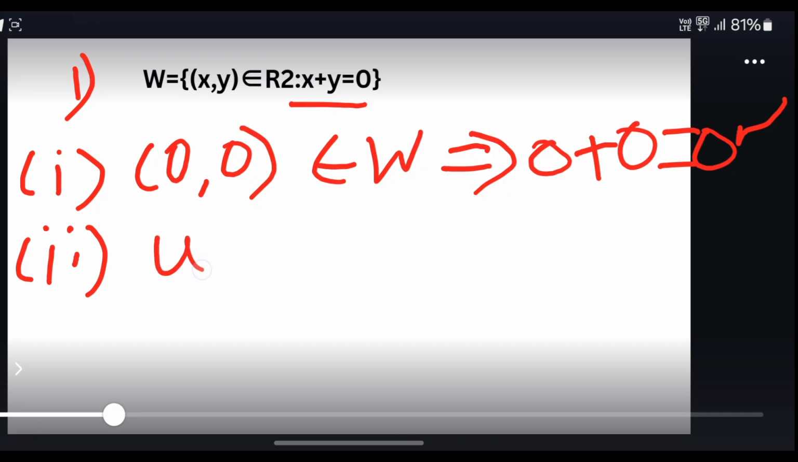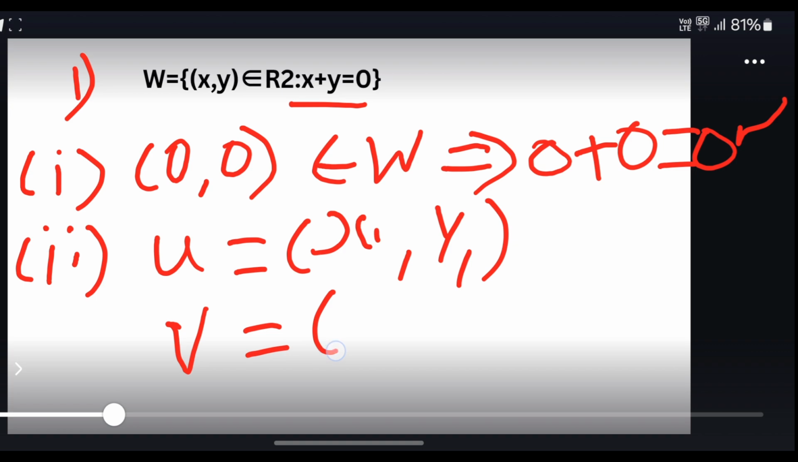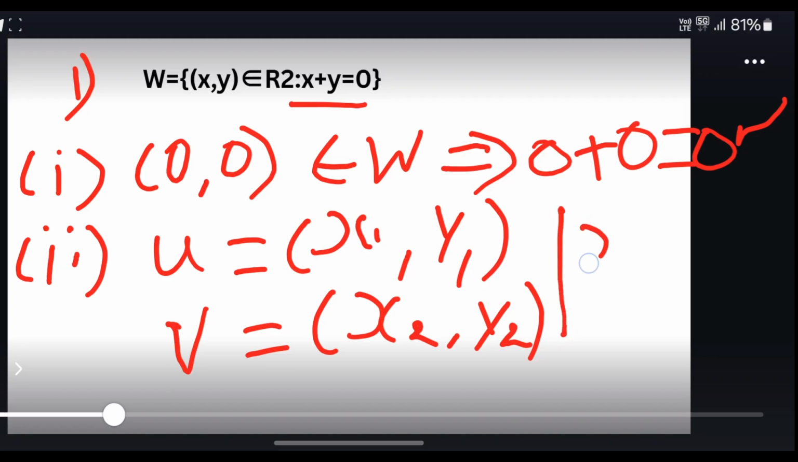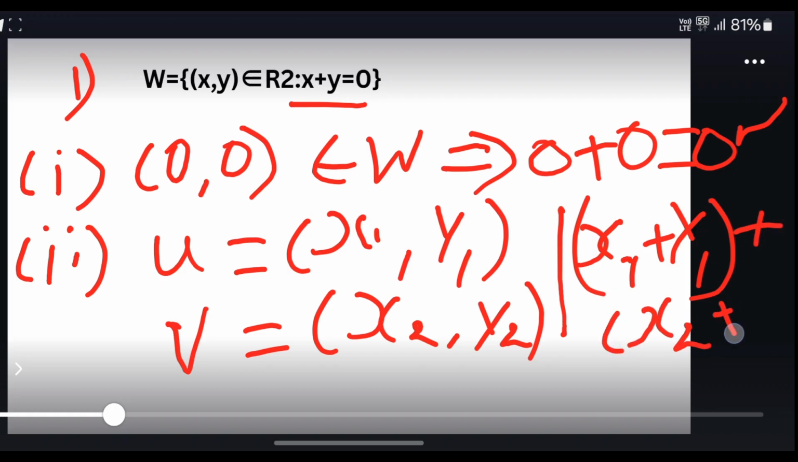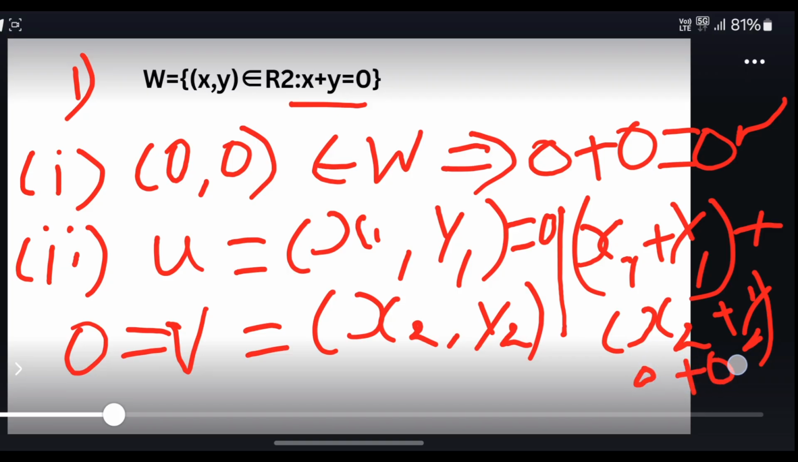Suppose you consider u equal to (x1, y1) and v equal to (x2, y2). Both belong to W, and suppose we add both, we get (x1 plus y1) plus (x2 plus y2). We know that x1 plus y1 is nothing but equal to 0, and x2 plus y2 is nothing but equal to 0. So here 0 plus 0 is 0. So closed under addition is also satisfied. So the second one is also satisfied, the first one is also satisfied.